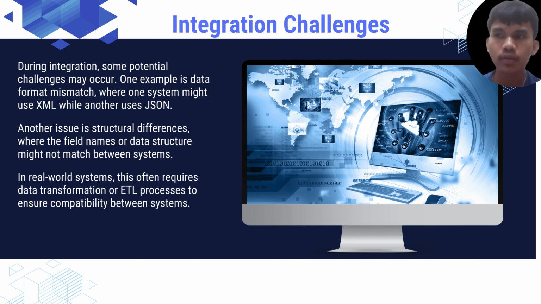During integration, some potential challenges may occur. One example is data format mismatch, where one system might use XML while another uses JSON. Another issue is structural differences, where the field names or data structure might not match between systems. In real-world systems, this often requires data transformation or ETL processes to ensure compatibility between systems.